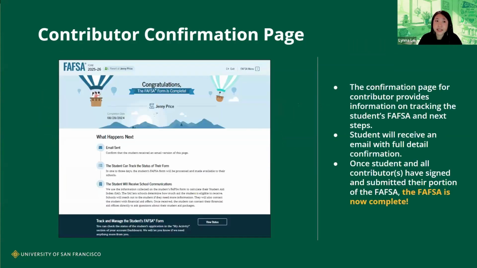And after that's completed, there will be a contributor confirmation page. The confirmation page for contributors provides information on tracking the student's FAFSA and next steps. The student will receive an email to let them know that you've completed your section. And then once the student and the contributors have completed, signed and submitted their portions of the FAFSA, the FAFSA will be considered complete.